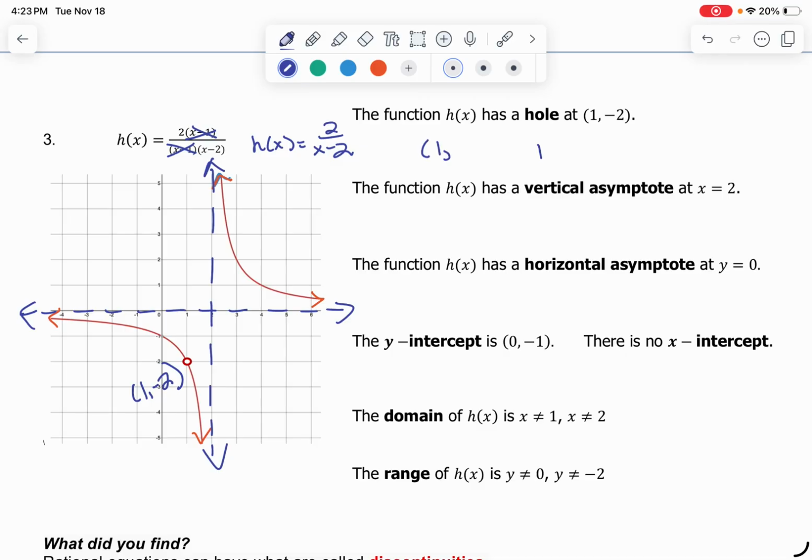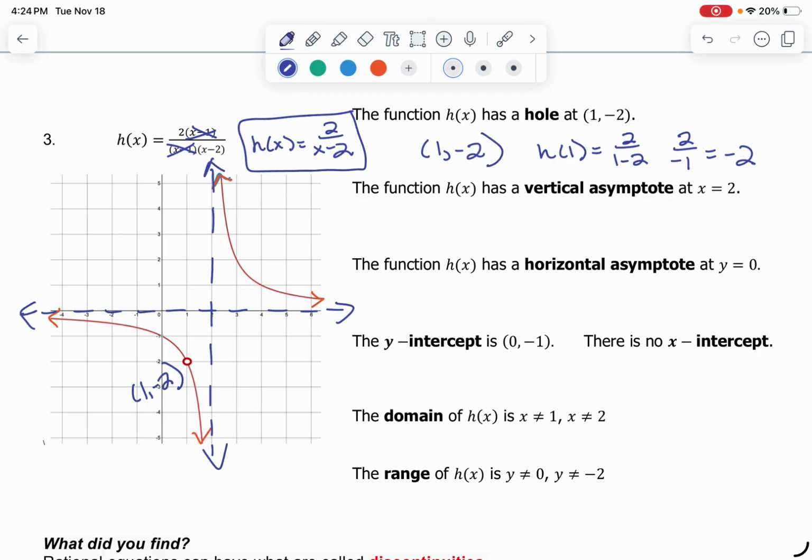And to find the y value of the hole, you're going to put 1 into the simplified form of your function. So we get 2 over 1 minus 2. And so that gives us, what did I do wrong there? Oh, I'm sorry. So 2 over -1 is -2. So the hole is at 1 comma -2, okay?